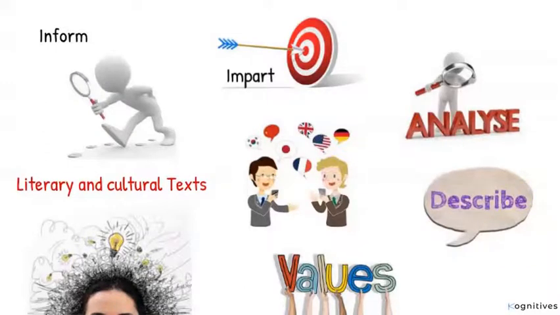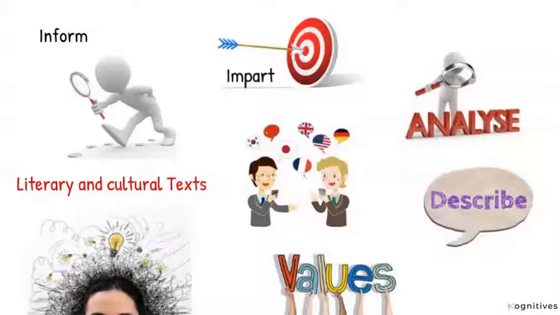Under literature in English, the following are the different topics we would discuss. Number 1, drama. 2, prose. 3, poetry. 4, general literary principles. 5, literary appreciation.